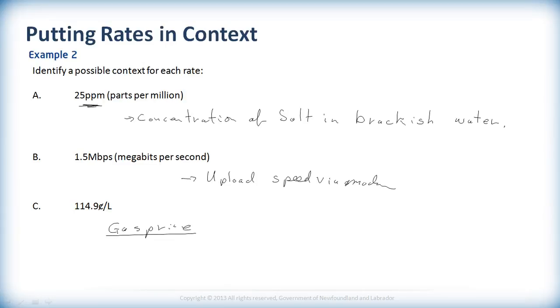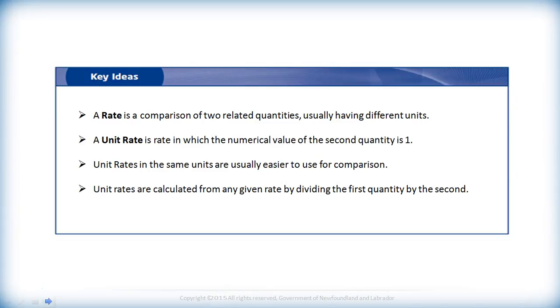So we see lots of ways that rates are quoted in the real world. It's a comparison of two related quantities. The unit rate is where the second quantity is 1, and unit rates are usually easier to use for comparison of two things. And all we have to do is take the first number and divide by the second to get it down to a unit rate.